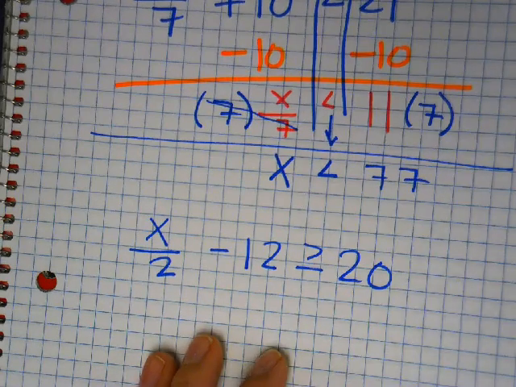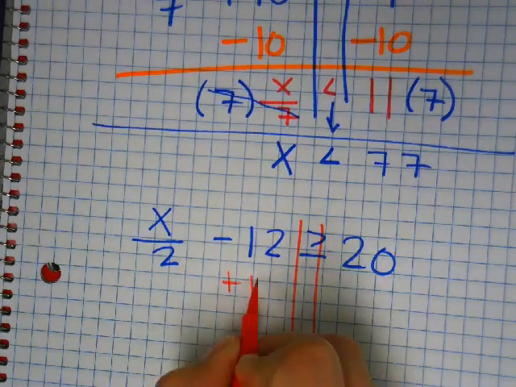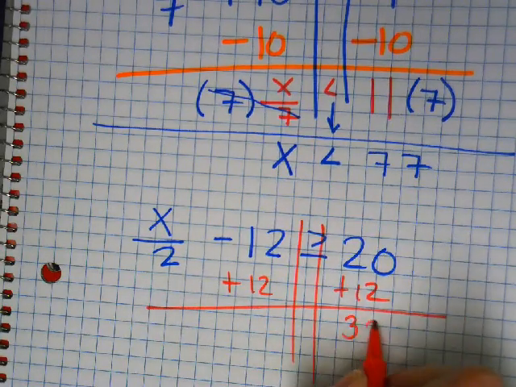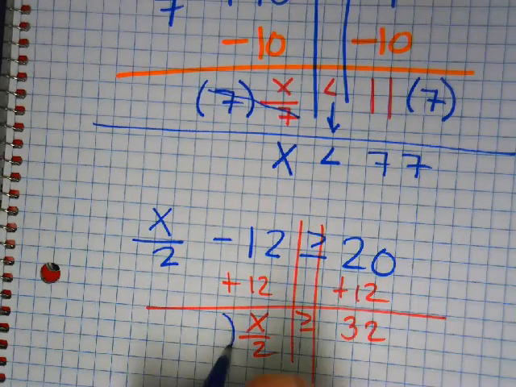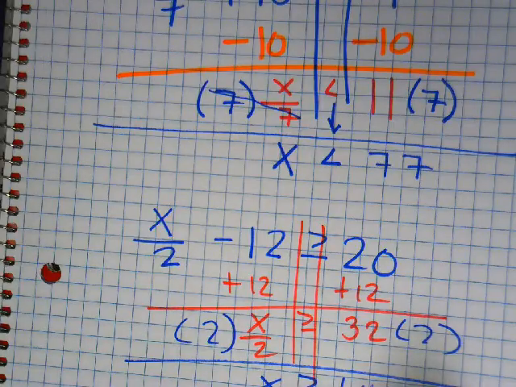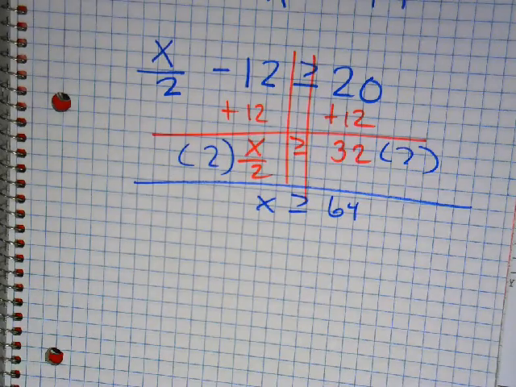All right. So, Andrew, we're going to do plus 12, plus 12. What's 20 plus 12? 32, greater than or equal to x over 2. How do I move the 2? Times 2, times 2. X is greater than or equal to? 64. Good. I saw a lot of you doing a great job on that one.